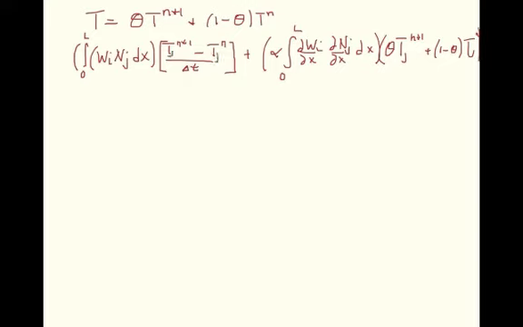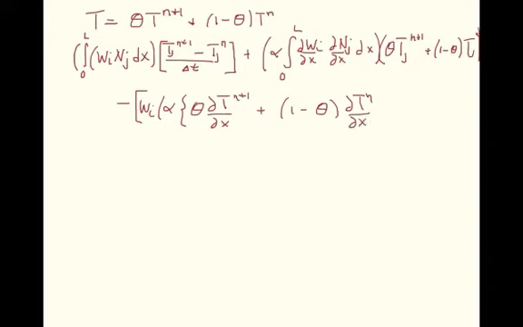These should have j's. Minus Wi of alpha beta, dT n plus 1 dx plus 1 minus theta dT n dx, evaluated at 0 to L is equal to 0.